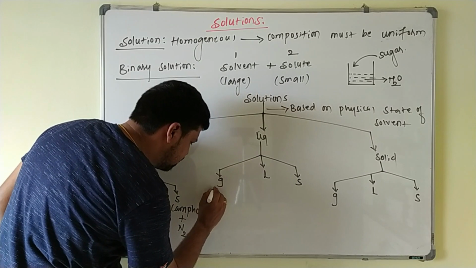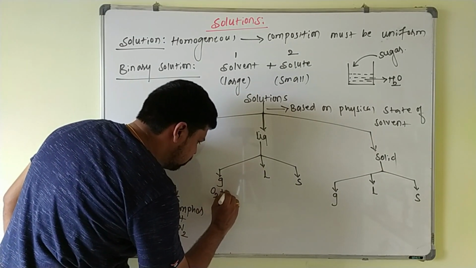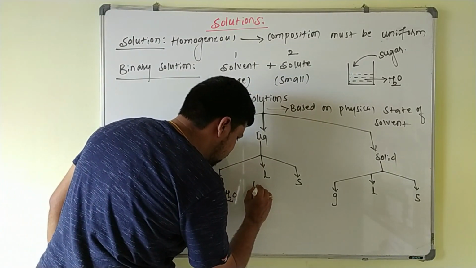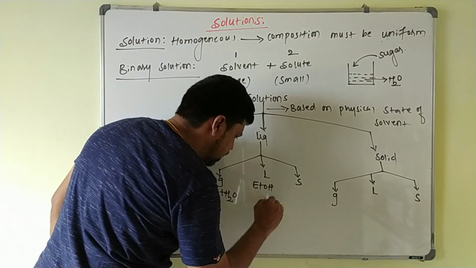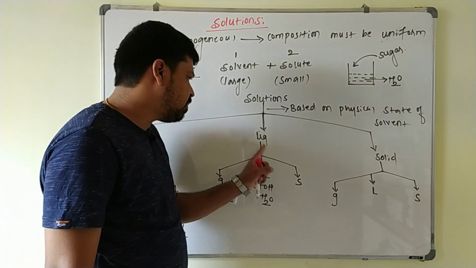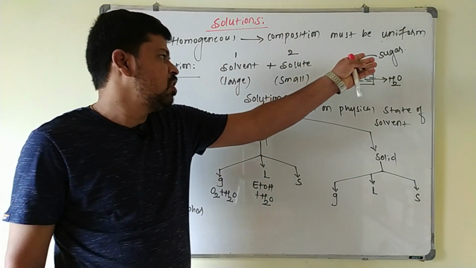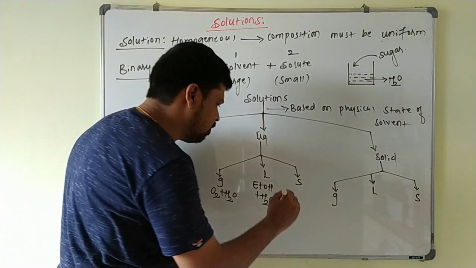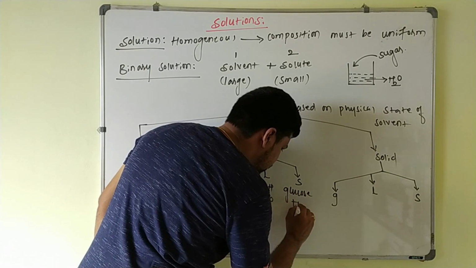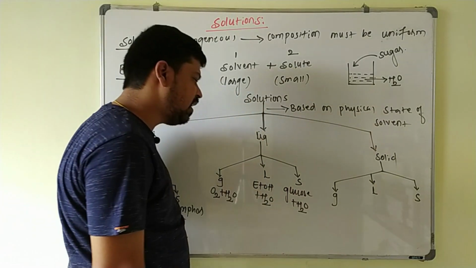Next, gas present in the liquid. The best example is oxygen dissolved in water. Liquid present in the liquid is ethyl alcohol, C2H5OH, dissolved in water, both are liquid here. Solid present in the liquid, the best example is sugar added to water, that is glucose dissolved in water.